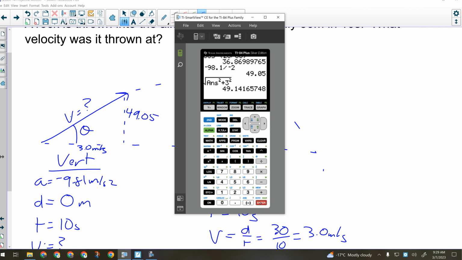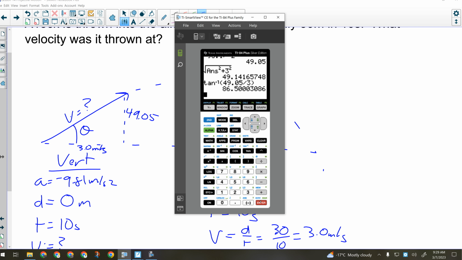So I'm going to use the opposite side and the adjacent side. So I'll go second tan of 49.05 divided by 3. Well, that seems to fit with what I thought. It's telling me that I threw this thing at an angle of 87 degrees above the horizontal. Almost straight up. And that seems to fit with the data I was given. So the speed it was thrown at is 49 meters per second at 87 degrees above the horizontal.